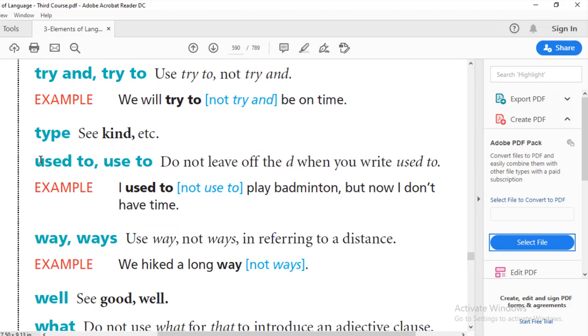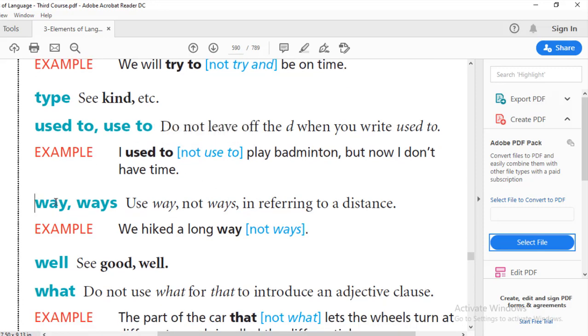Okay, "use to" and "used to." It's the same as what we mentioned before for the words "suppose" and "supposed to." Some people try to drop the D sound or the D letter here. Don't drop it, so do not leave off the D when you write "used to." So "I used to play badminton, but now I don't have time." So make sure that you write the D.